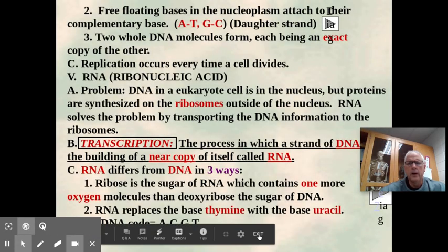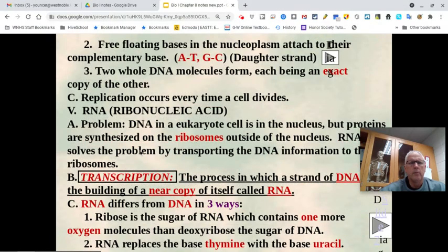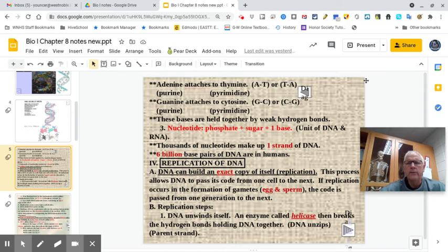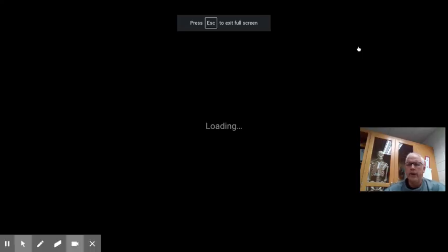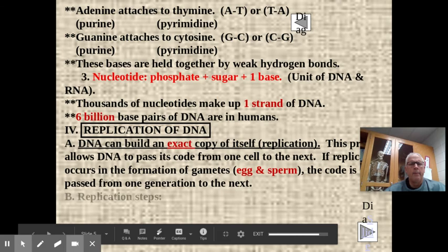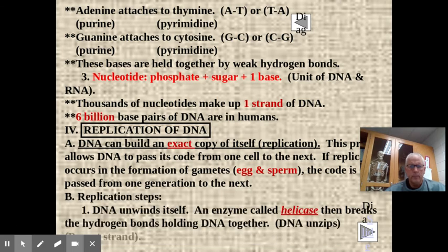Helicase has to break those bonds. All right, so that's the first thing that has to happen: DNA literally unzips. So it's just going to break right down the center, and we're going to unwrap or unzip that DNA, and we call that a parent strand. Hopefully that makes sense so far.